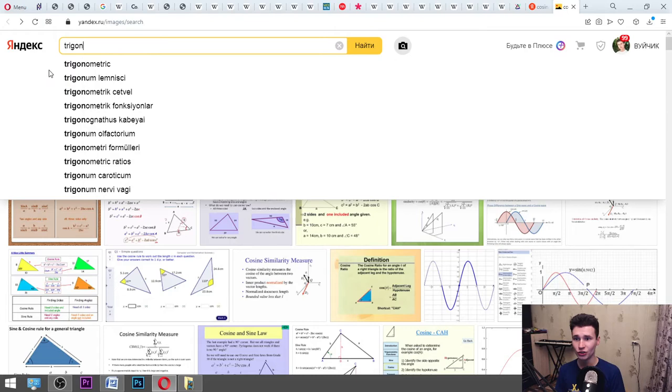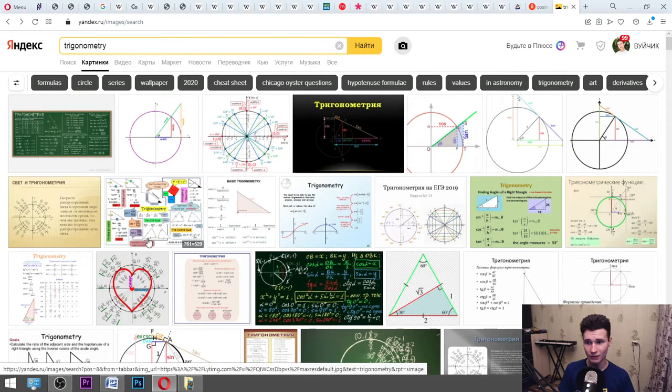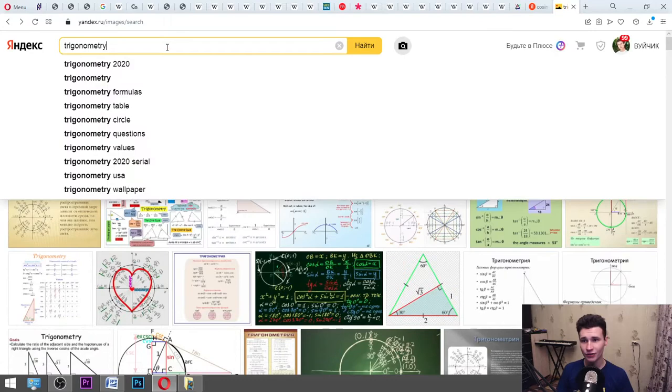Trigonometry. Let's open them, and it will be here. I think that, yes. Sine, cosine, and one moment, it is somewhere here. We need to understand what is what. It is in trigonometry, sine, cosine.